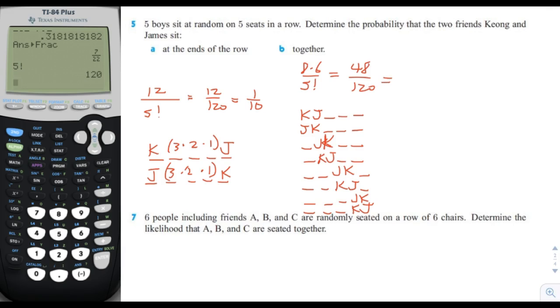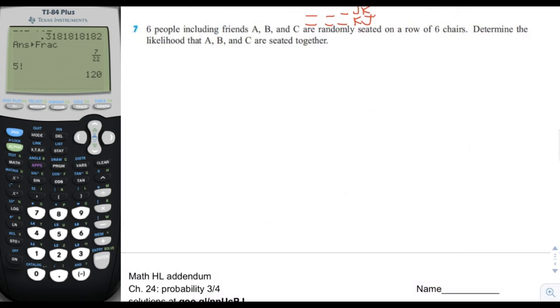Let's check to see if that is correct. If we reduce it, we could divide both the numerator and the denominator by 12, and we would get 4/10. That could also be reduced to 2/5, right? So yes, it's correct.